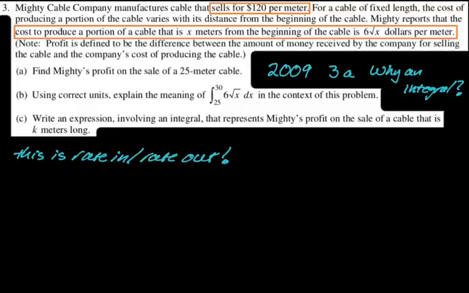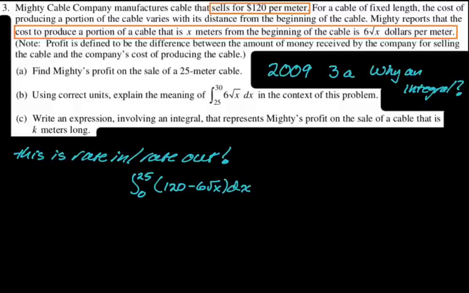So what I want to do is I just want to integrate the rate in, which would be the money you're taking in, minus the rate out, which is the cost, right? And they actually tell you that. Profit is defined to be the difference between the amount of money received and the company's cost. That's what they're telling you parenthetically there in the note. So we're going to end up with this. The integral from 0 to 25 of the quantity 120 minus 6 root x dx.